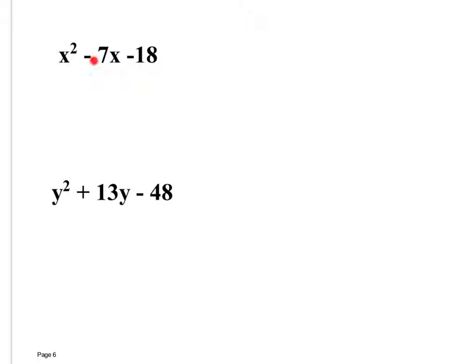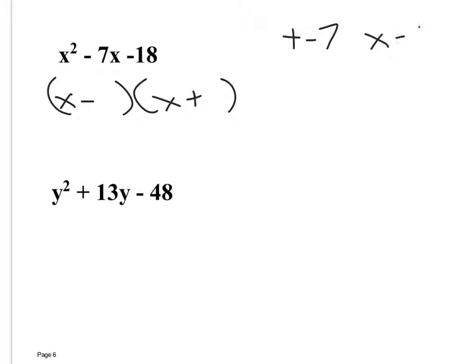Then I look at B. B is negative, meaning the bigger number is going to be negative, right? So I go ahead and I just write x minus a number and x plus a number. You can do it the other way. You do x plus a number and an x minus a number. And then I go to work. I figure out what would add to give me negative 7 and multiply to give me negative 18.